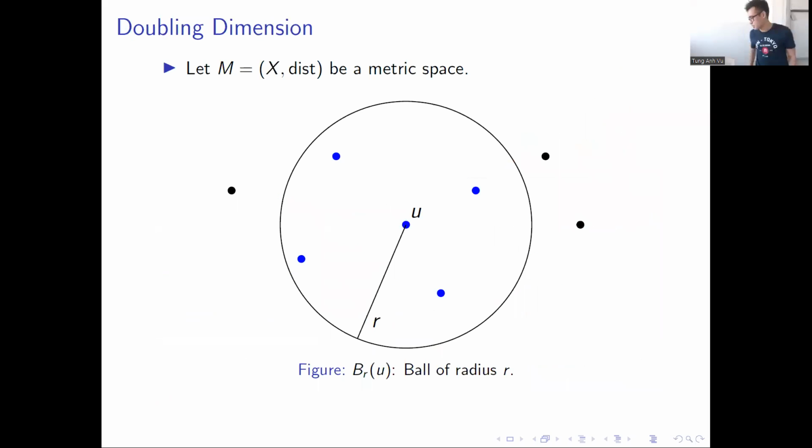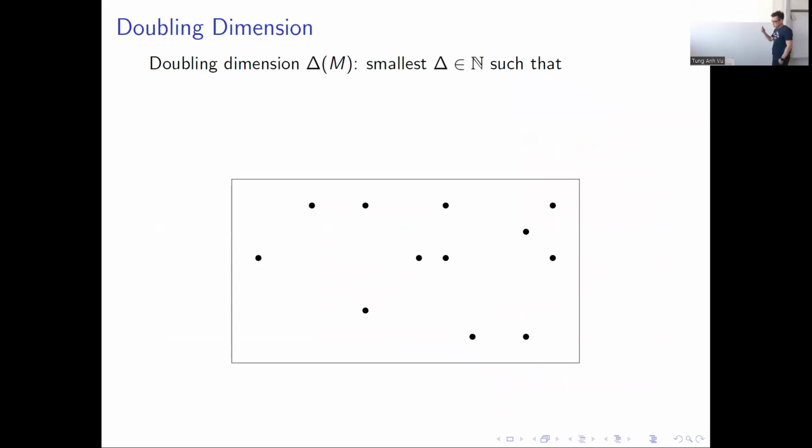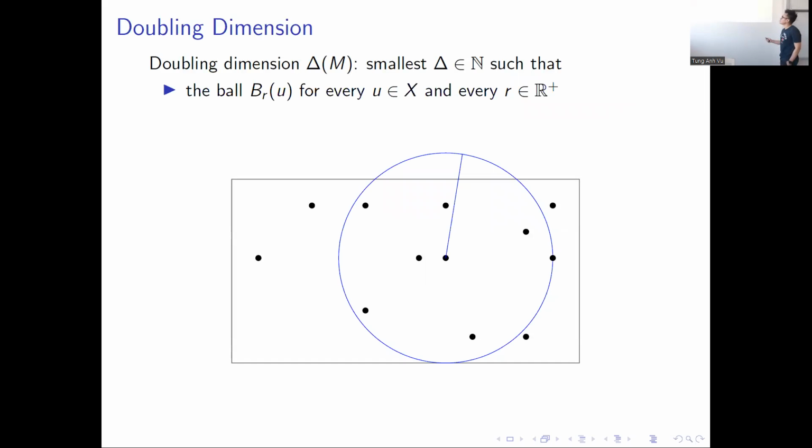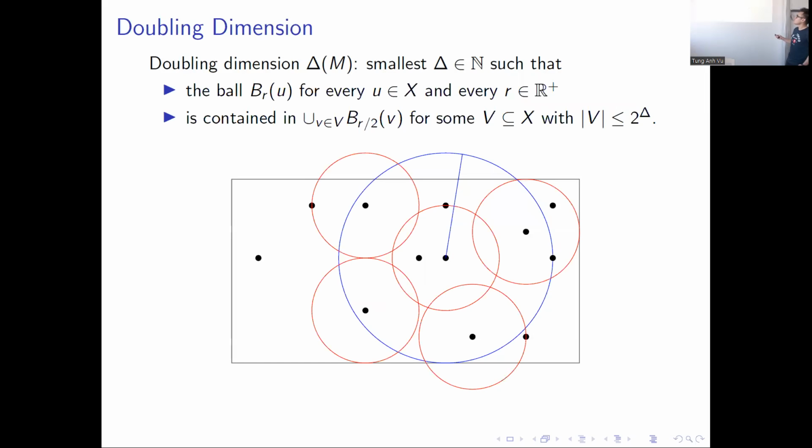Okay, so doubling dimension. That's the definition. I give you some metric space, and a ball of radius r around vertex u is simply the set of vertices that are at distance at most r from u. It's exactly what you would imagine a ball is. So what is doubling dimension? The doubling dimension of a metric space is the smallest constant delta so that if I draw any ball of any radius around any vertex, I can cover it with at most 2 to the delta balls of half the radius.